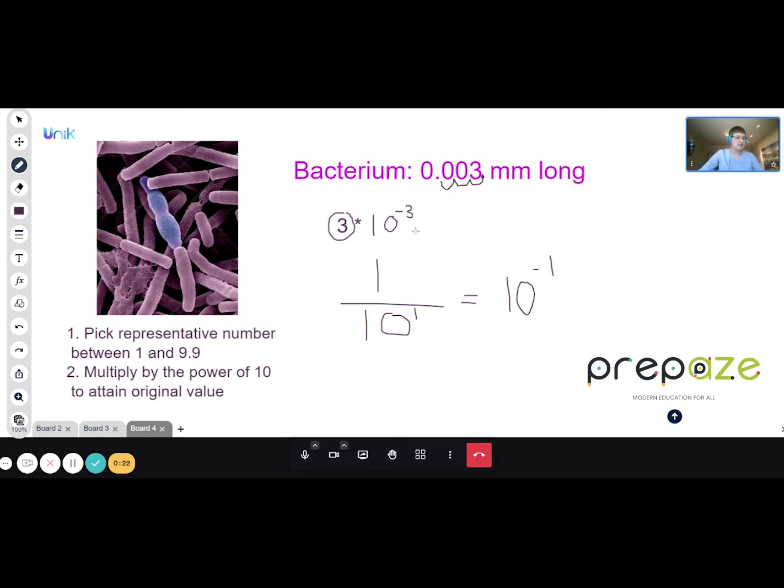This is the same thing as dividing by 1,000, because 10 to the negative 3 is the same thing as multiplying by 1 over 10 to the third, which is 1 over 1,000. If you divide 3 by 1,000, you get 0.003. So it works.